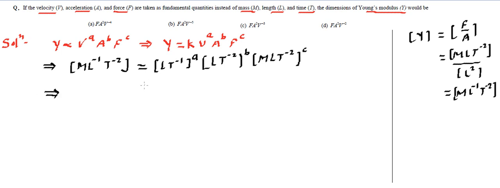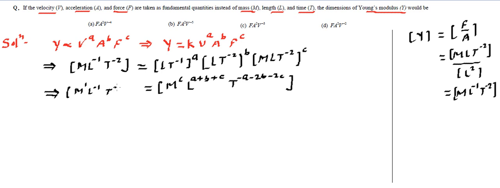Now let's simplify this right hand side and collect all the dimensions. M raised to power we will get as c. L raised to power in totality will be coming as a from over here and b from there, so a plus b, and c from there, so a plus b plus c. And for T there is going to be minus a, then minus 2b, then minus 2c. So this is this. Now on the left hand side we had already M raised to power 1, L raised to power minus 1, T raised to power minus 2.